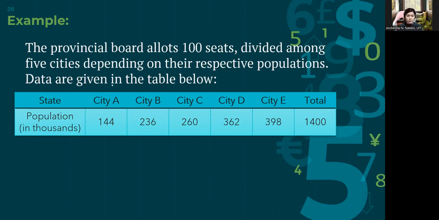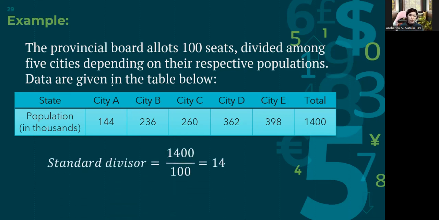So, there's actually 1,400,000 people in this state. Wow, ang dami. Okay? And iba-iba yung dami per city. So, ayan. I have what we call standard divisor.